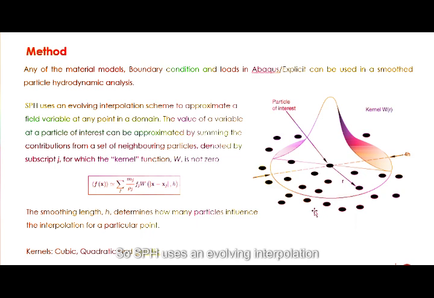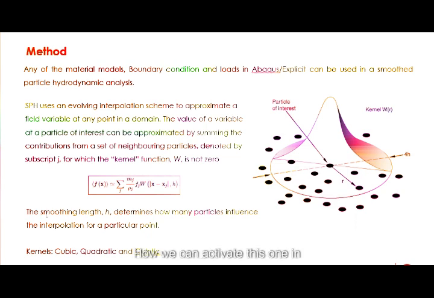SPH uses an evolving interpolation scheme to approximate a field variable at any point in a domain. The value of a variable at a particle of interest can be approximated by summing the contributions from a set of neighboring particles, denoted by subscript j, for which the kernel function W is not 0. So what is the kernel option? We have three different options here: cubic interpolation, quadratic interpolation, and quintic interpolation. The smoothing length determines how many particles influence the interpolation for a particular point, and this is the formula that we have for it.